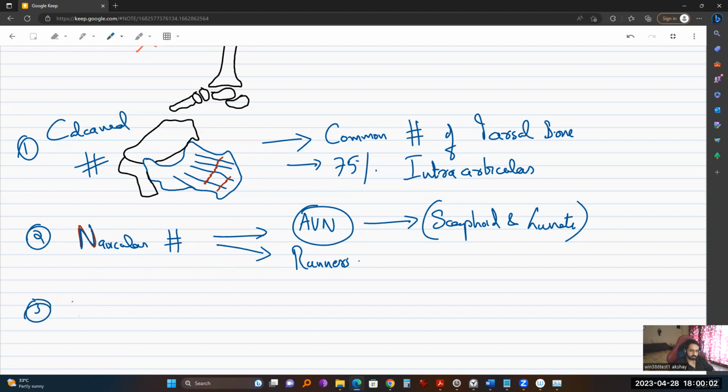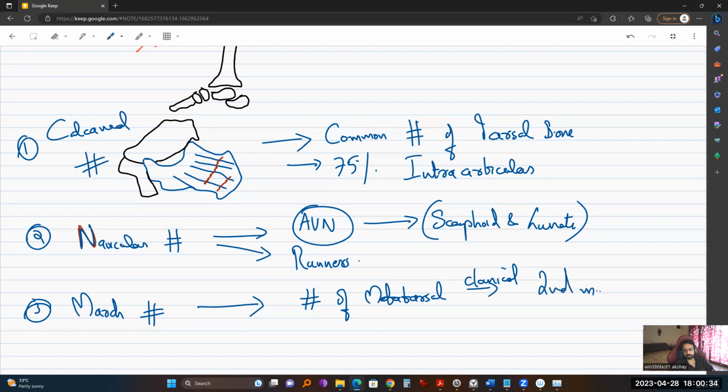Then another fracture is a march fracture. These are usually seen in military recruits, because of continuous marching. They undergo fracture of the metatarsal bone. The classical one involves the second metatarsal, but it can involve any metatarsal bone. All that comes under the category of march fracture.